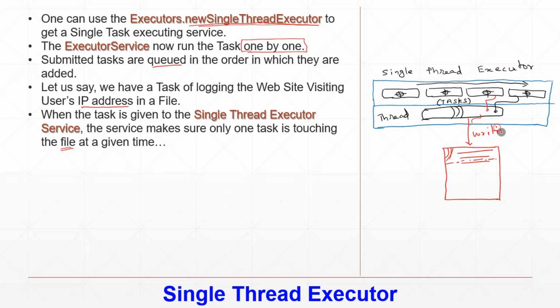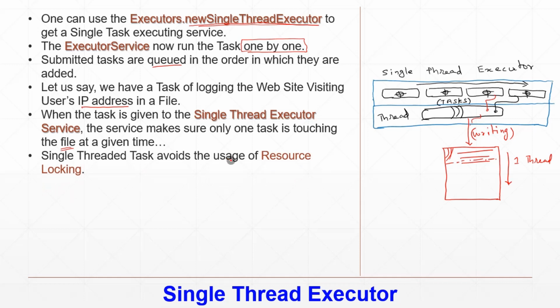So if you see, at a time only one thread will perform the task of touching the file, and in the file we are actually logging the IP address. So at a time only one thread will perform the writing. Single threaded tasks avoid the usage of resource locking. So here this will be our shared resource. Since only one thread can write in a single thread executor, we need not lock this resource for multi-thread issues.